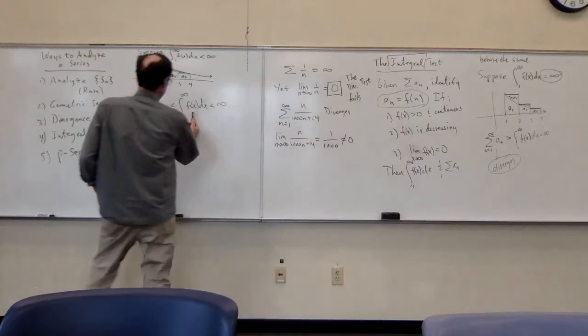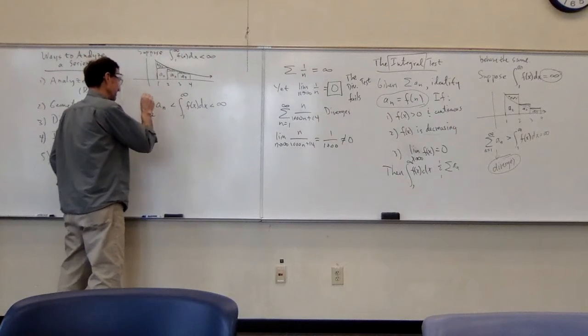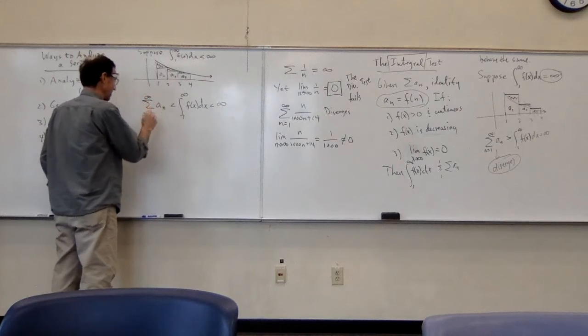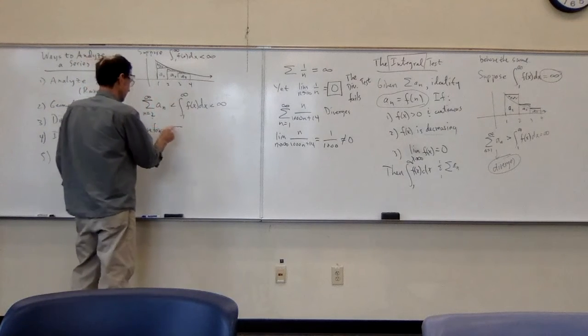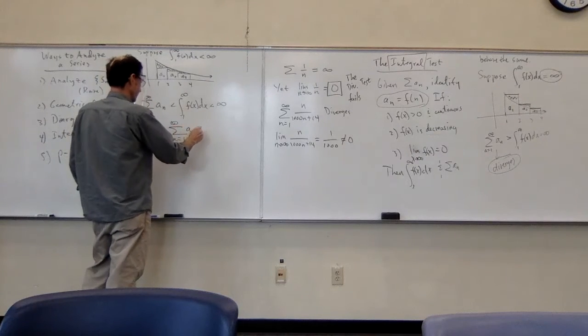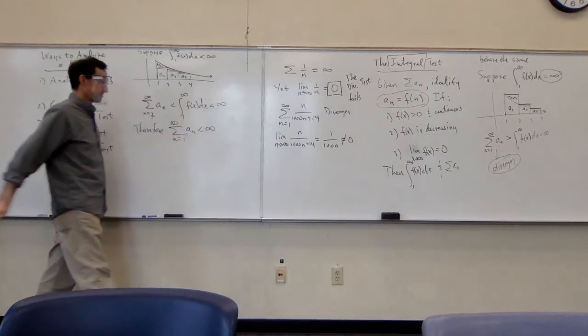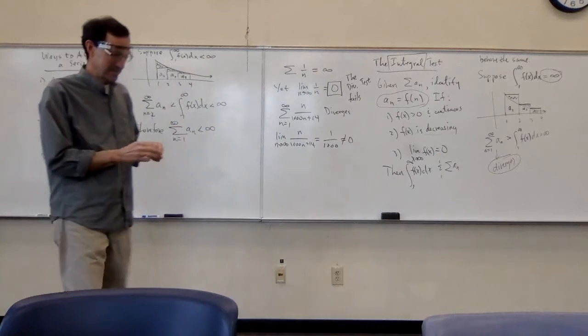Now, it may make it bigger than the integral, but you can't make this thing infinite by adding a finite number to it. So therefore, if I add all the terms from 1 to infinity, it's going to converge. And that's the justification for the integral test.